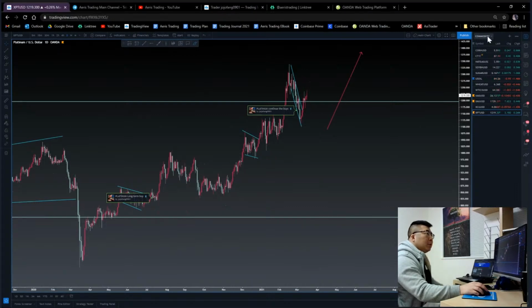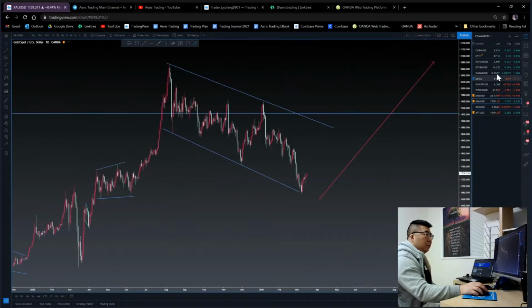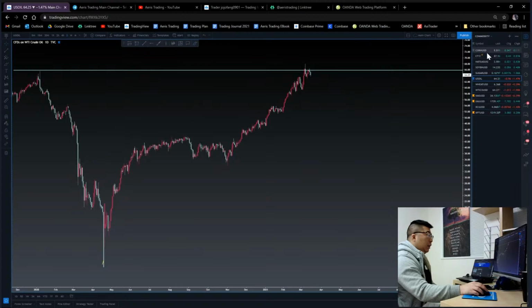So that is pretty much all the commodities I'm looking at. Went over platinum, I went over gold, I went over oil, and that's about it, the ones I'm looking at. So why don't we jump into a few indices and then we'll take it from there.